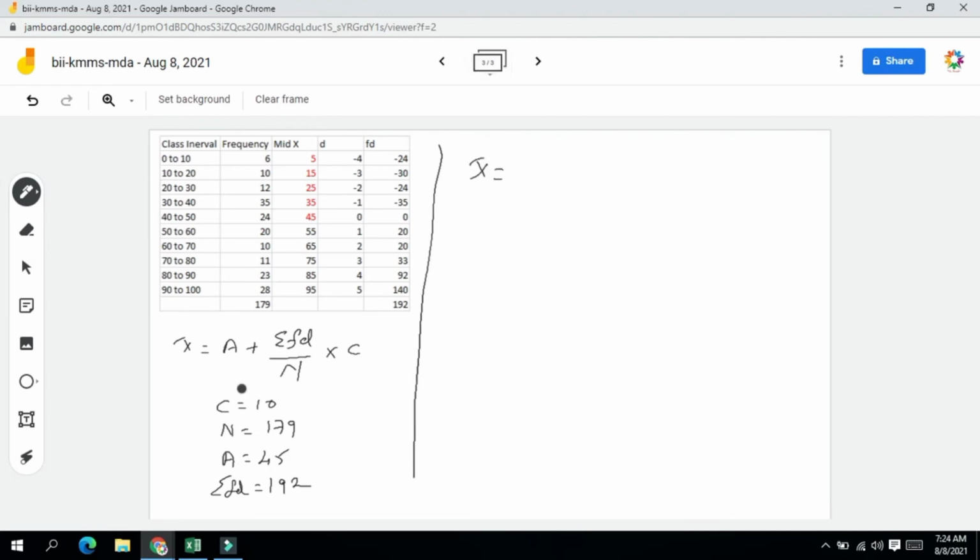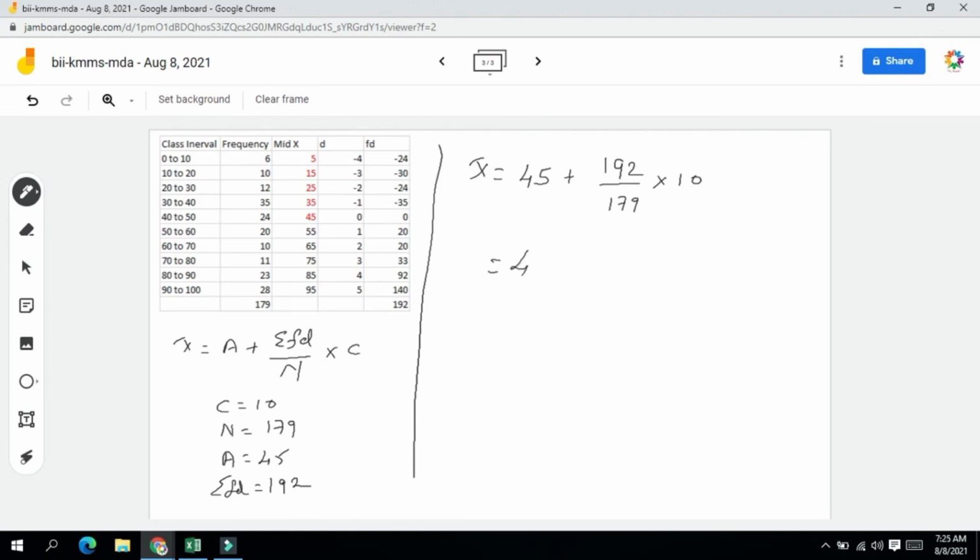So x bar is equal to 45 plus summation of fd, which is 192, by N, 179, into class interval, we got the value 10. What we have to do is solve this part first. We are not supposed to take a first. 45 a oda value நம்ம எடுக்க கூடாது. இதை solve பண்ணி final answer ஐ we have to add with a. We are not supposed to do anything before with a, like இது plus இது divide இருக்குது, cross multiplication, LCM எடுக்கிறேன் அப்படின்னா we are not supposed to do. We have to solve this, get the answer for this, then add it to a.